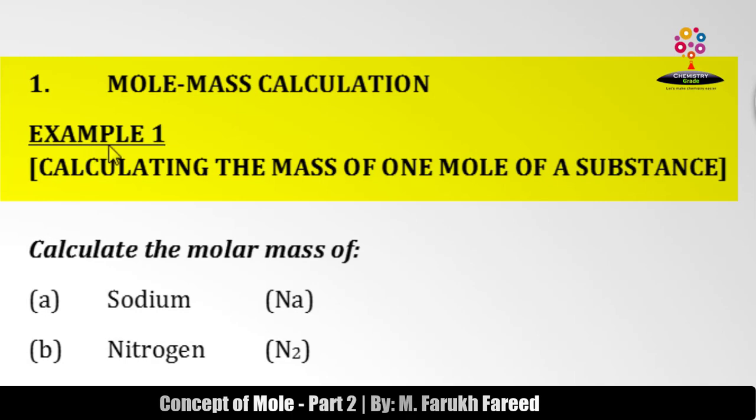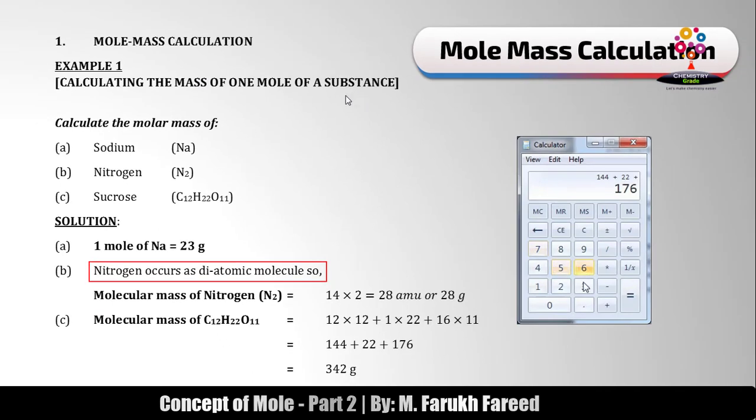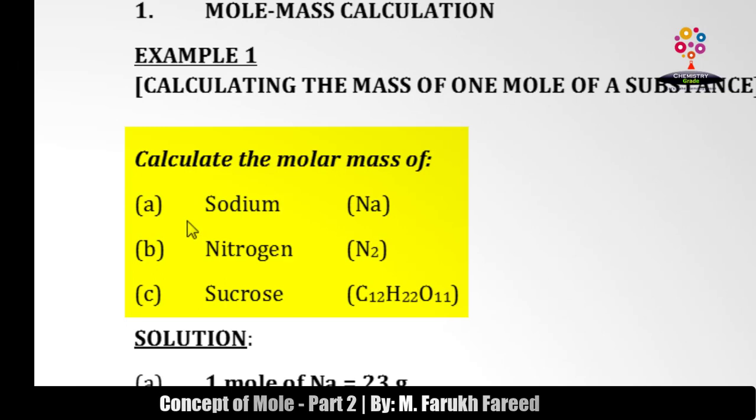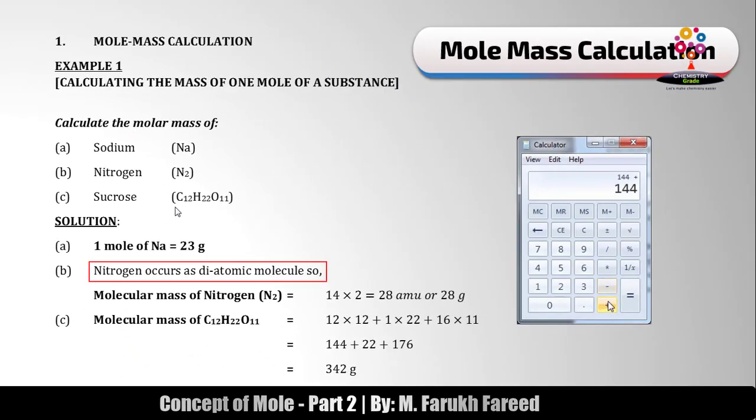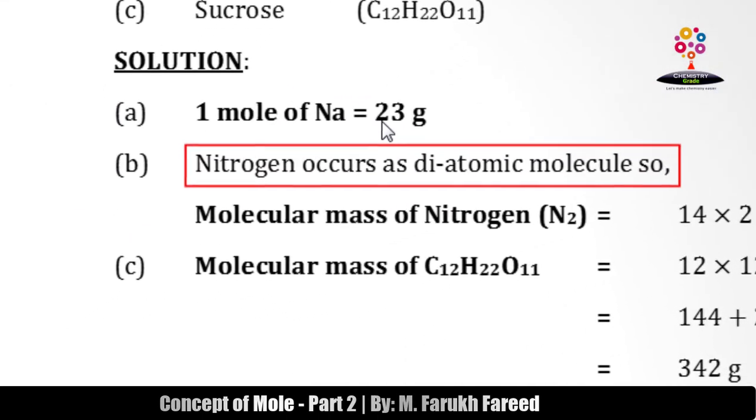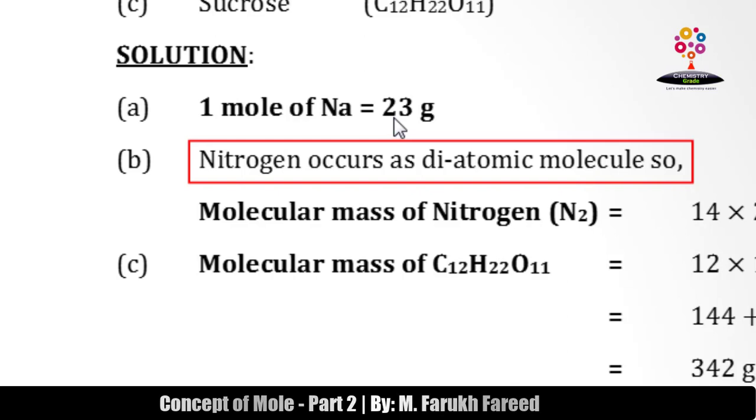So in this example we will be calculating the mass of 1 mole of a substance. Here we have 3 substances: sodium, nitrogen and sucrose. For example, in case of sodium, we know that 23 is its atomic weight, so 1 mole of sodium will be equal to its relative atomic mass, 23 gram.